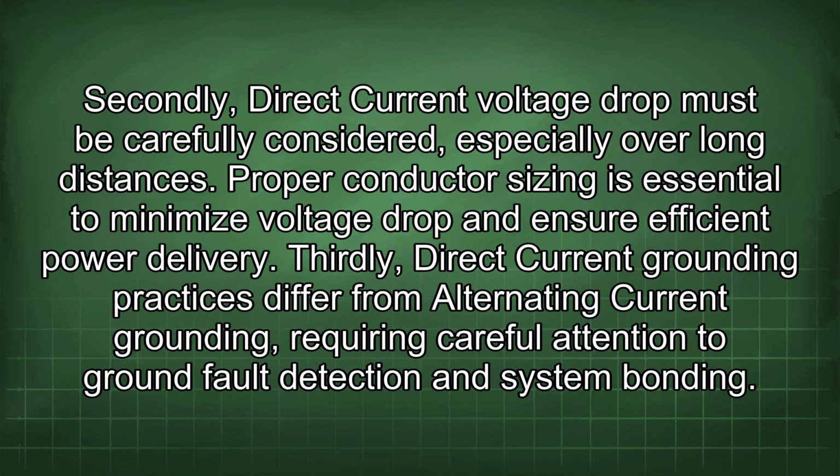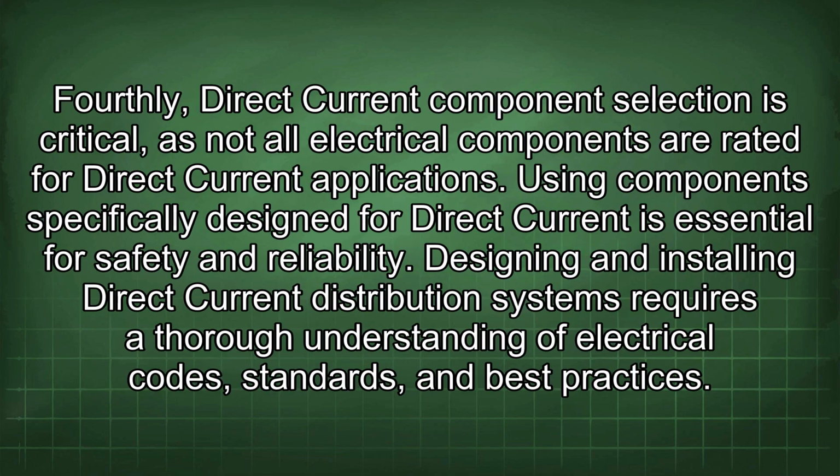Secondly, direct current voltage drop must be carefully considered, especially over long distances. Proper conductor sizing is essential to minimize voltage drop and ensure efficient power delivery. Thirdly, direct current grounding practices differ from alternating current grounding, requiring careful attention to ground fault detection and system bonding. Fourthly, direct current component selection is critical, as not all electrical components are rated for direct current applications. Using components specifically designed for direct current is essential for safety and reliability.